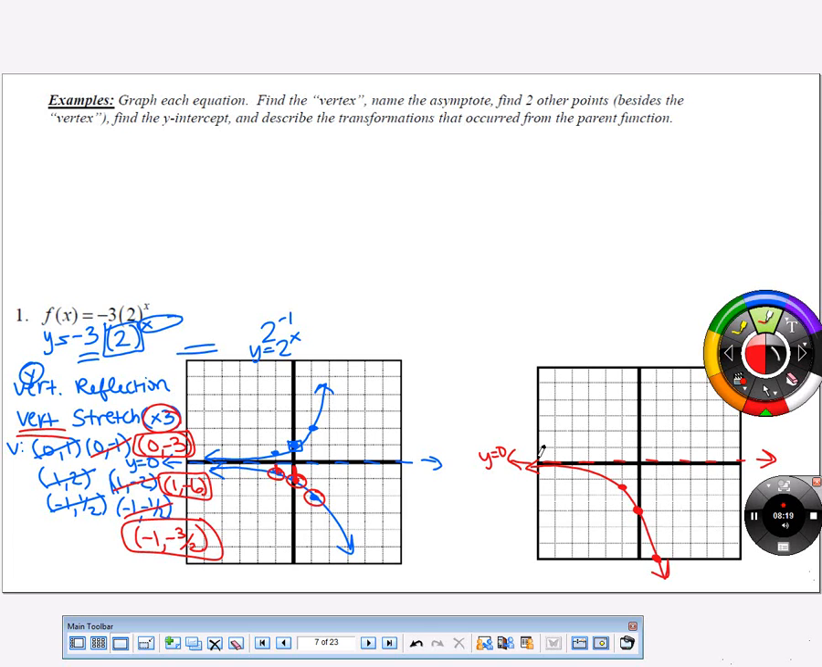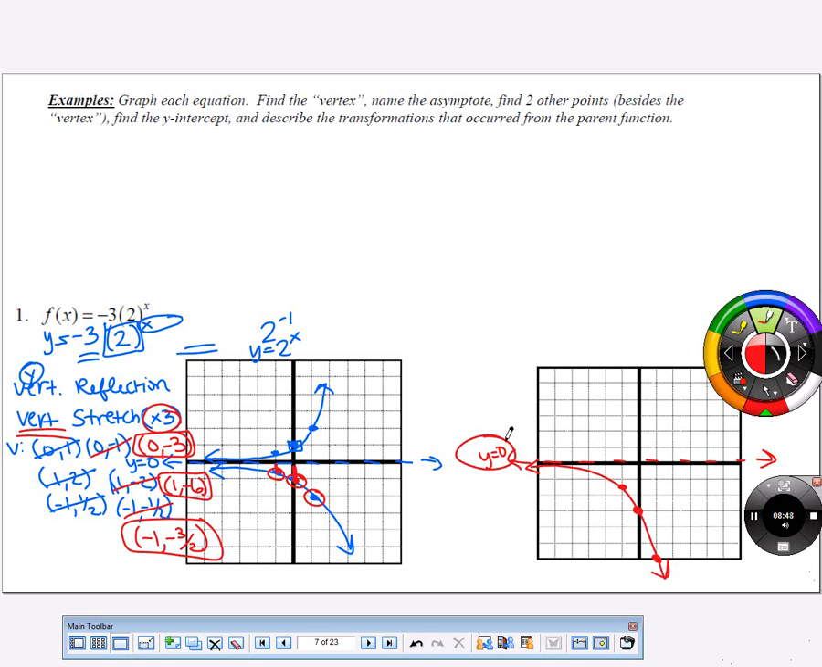Is this all right with everybody? All right. So very similar to what we did when we were graphing with transformations, except for the parent it takes a little more work, and we've got to think a little bit harder about our stretches and compressions. So at the end, these are the things that you should be able to write. Did we graph the equation? Yes. Do we have the vertex? Yes. Did we name the asymptote? Yes. Did we find 2 other points? Yes.